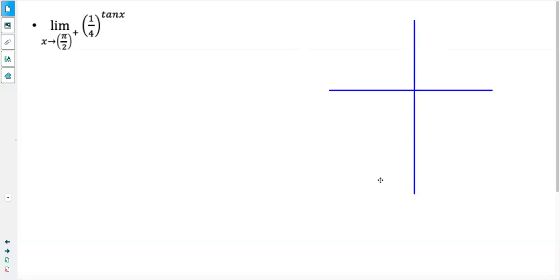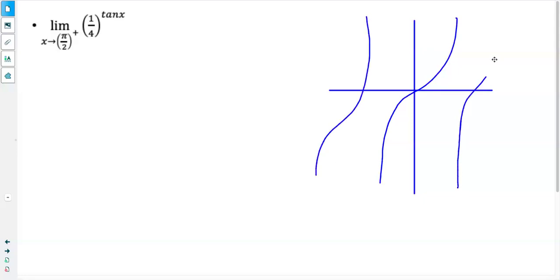look something like this. Now this dashed line here is pi over 2. If we're approaching it from the positive side, we're down at negative infinity. So what we're going to encounter is 1/4 to the power of negative infinity. Now that would be the same as saying 4 to positive infinity, which is infinite.